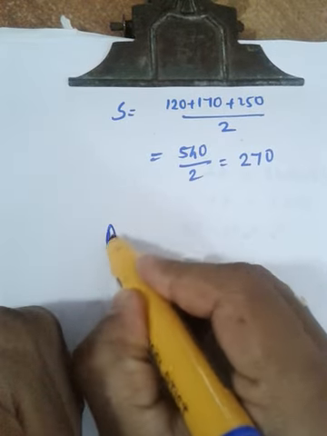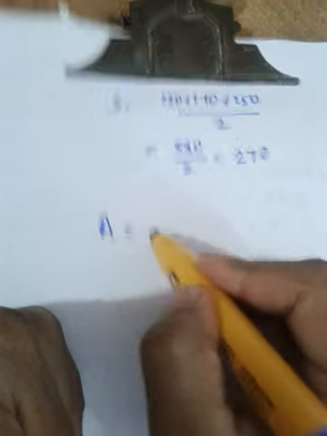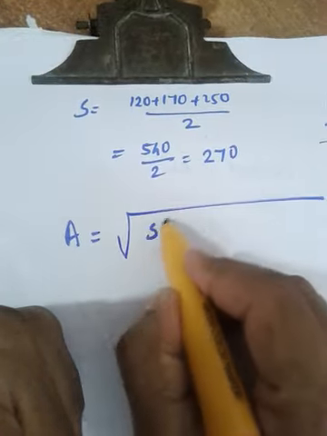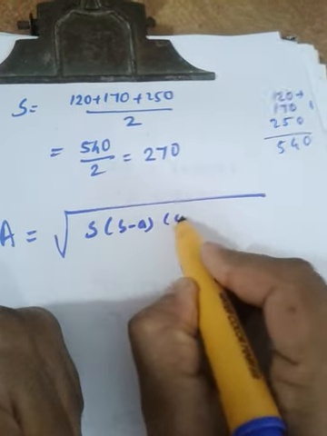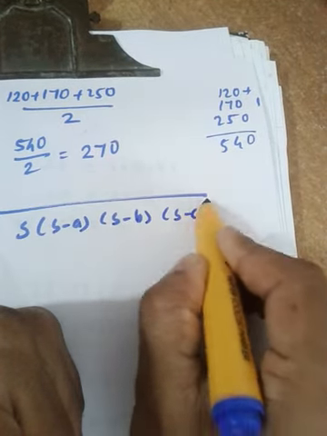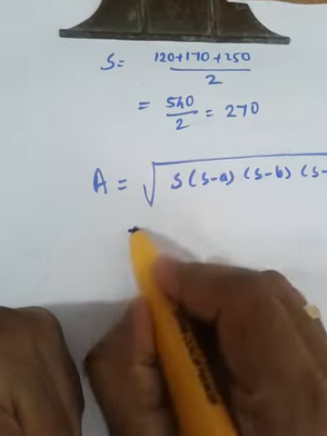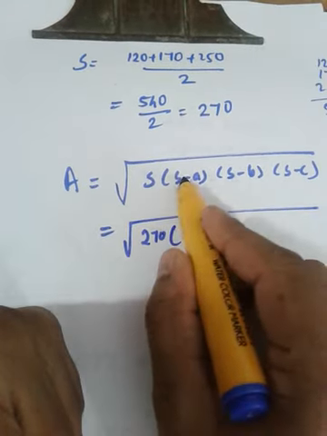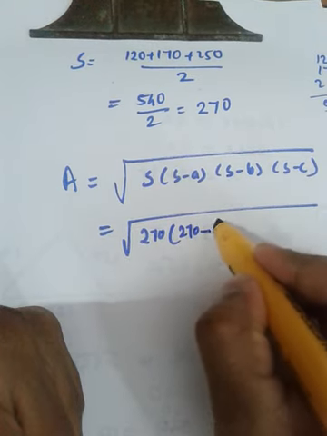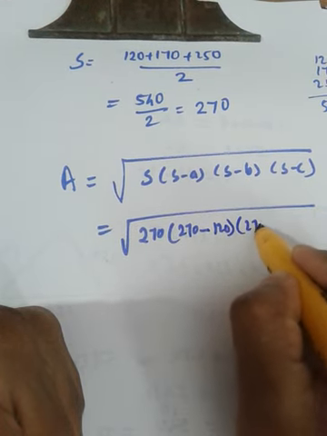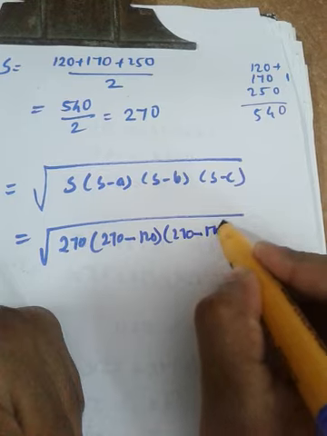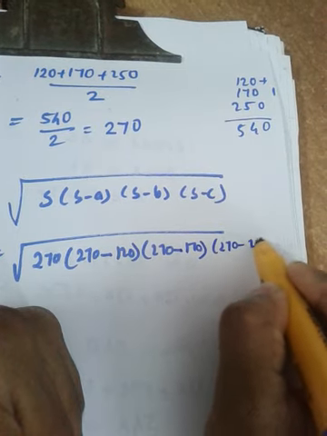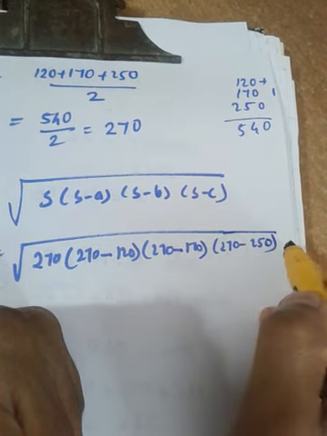Now it's time to calculate the area by using Heron's formula: square root of s into s minus a into s minus b into s minus c. Okay. Now just see, you can substitute the value of s as 270 here. So it becomes 270 into 270 minus a, that is 120, the first side, then 270 minus b, that is 170, then 270 minus 250. We substitute everything here.